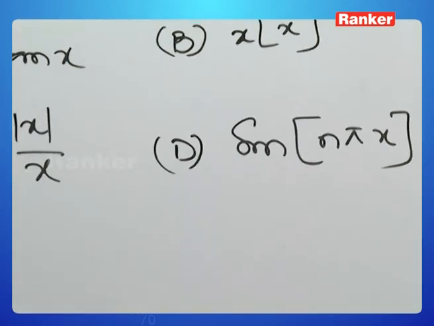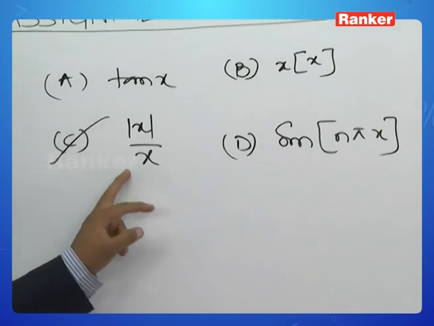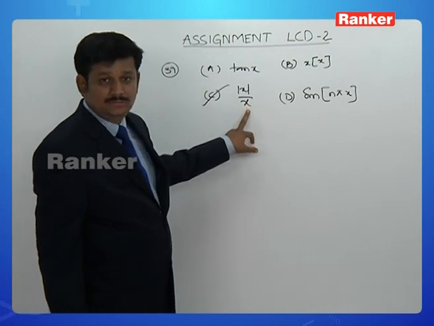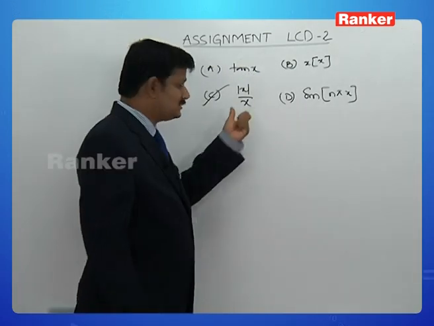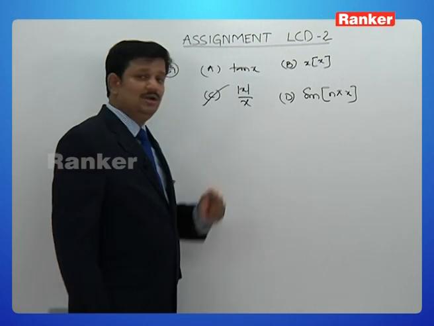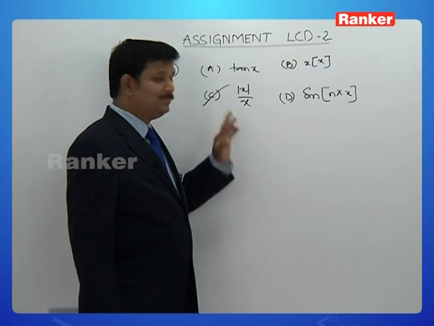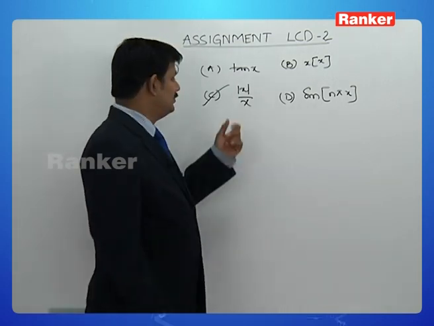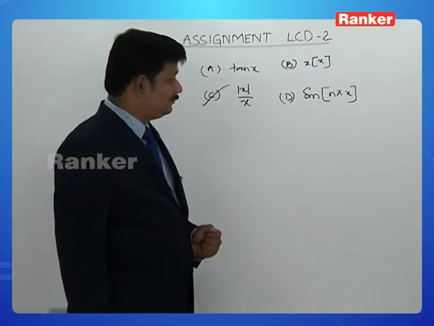For the sake of the question, we can directly say its answer C, because mod x by x is discontinuous at x equal to 0 and continuous elsewhere. Mod x is continuous on R, x is continuous on R. Their ratio would be continuous provided denominator is not 0, and denominator is 0 when x is 0. So, except for x equal to 0, it is continuous at every point. So, it has only one point of discontinuity which is not in its domain, that is x equal to 0.